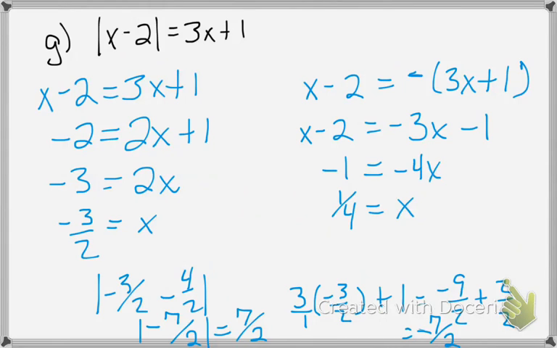So when I look at this, the left side gave me a positive 7 over 2. The right side of the equation gave me a negative 7 over 2. What that tells me about this answer is that it is extraneous. This is not a valid solution.